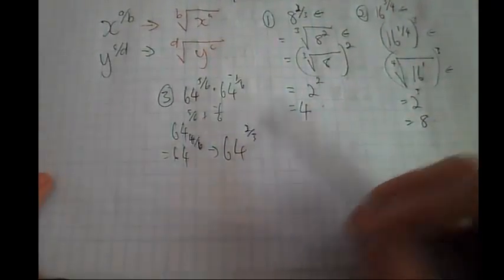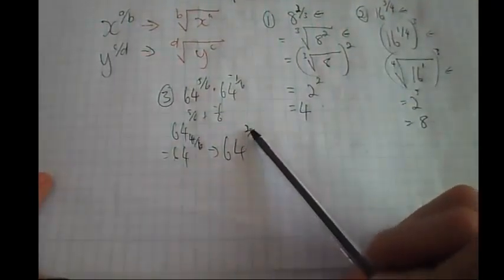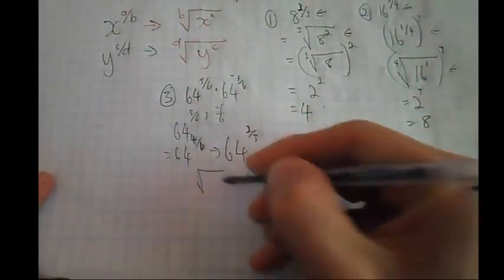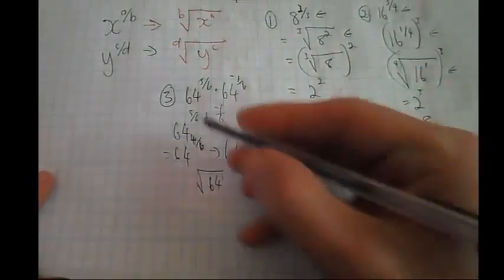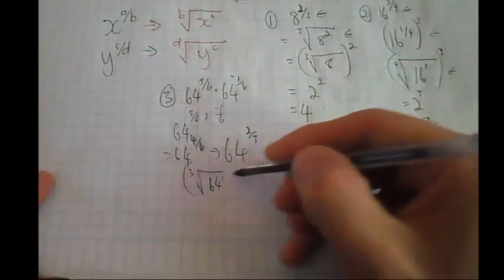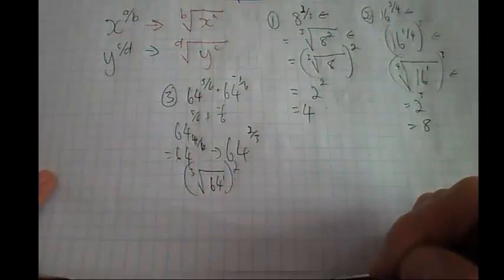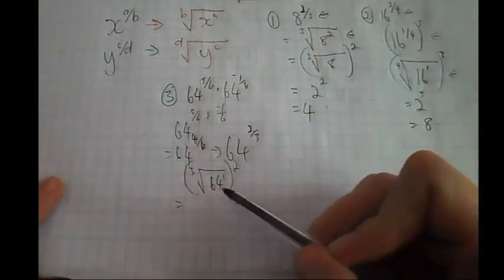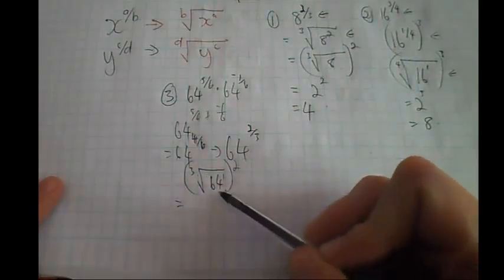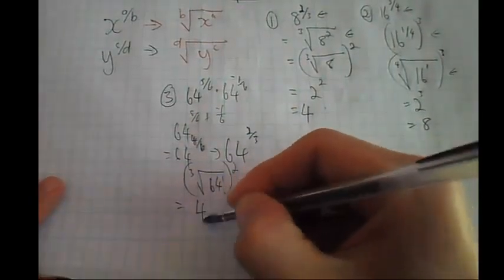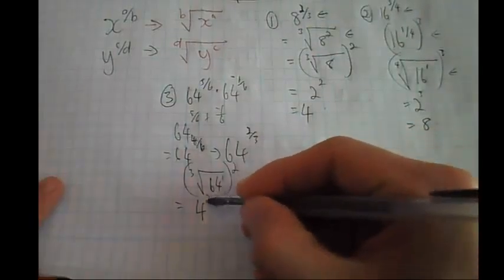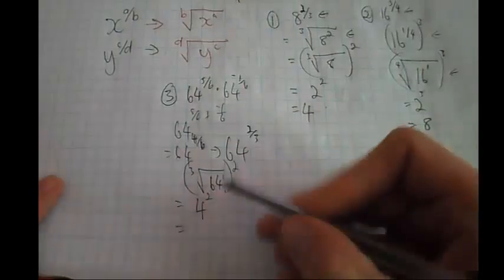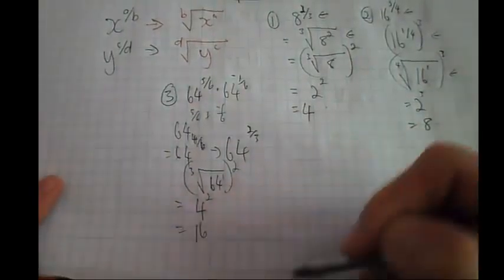I'm going to do it the same way I did number 2. I'm going to take the 2 out. So I'm going to say 64 to the power of 1, the third root, squared. And then I'm going to simplify this further and say the third root of 64 is equal to 4. And then I take my square, my exponent from here. And so lastly, to simplify this, 4 squared is equal to 16.